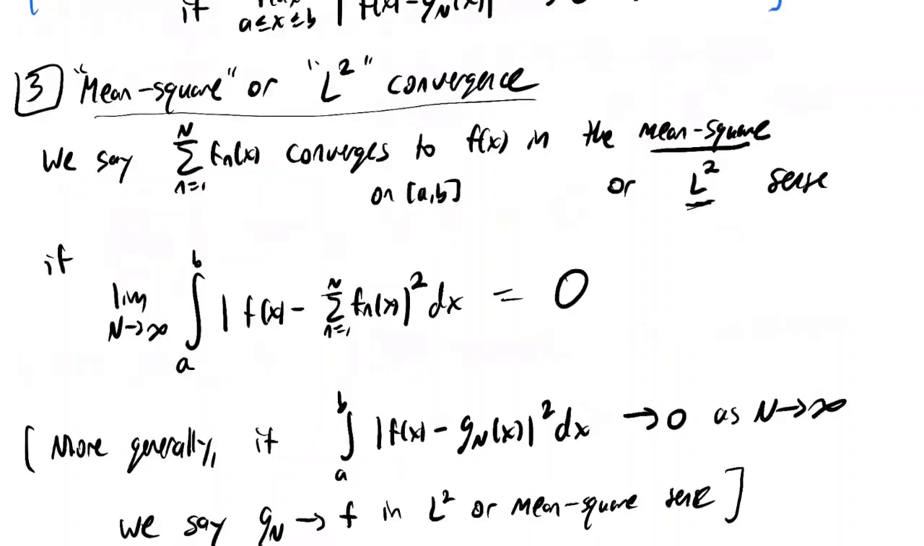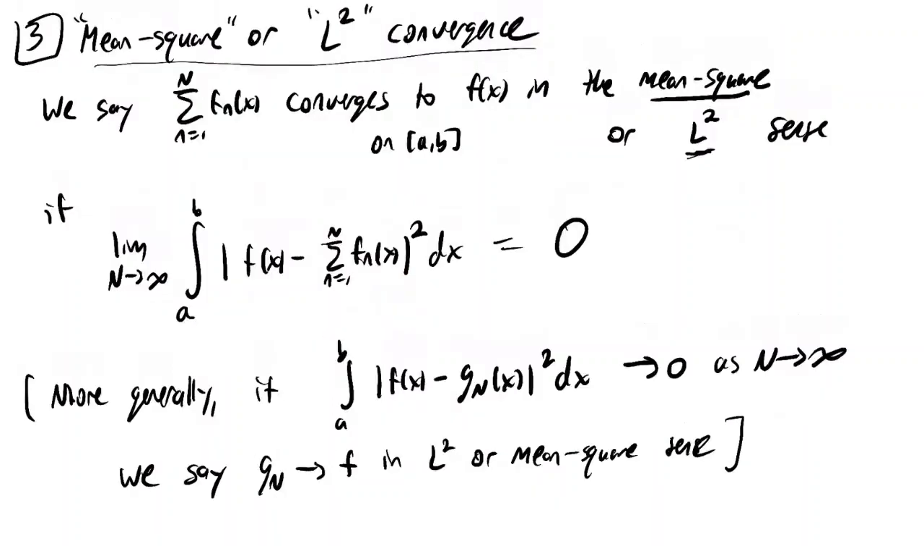Just as before, there's no reason why you have to have a sequence of partial sums here. You can replace it by an arbitrary sequence of functions and define the convergence in the same way. So more generally, we've discussed three different ways for a sequence of functions to converge to our function f.